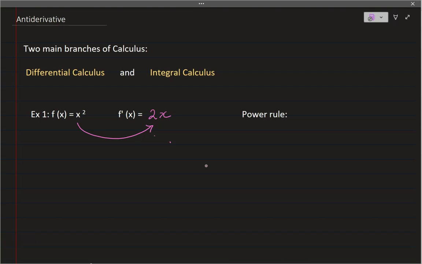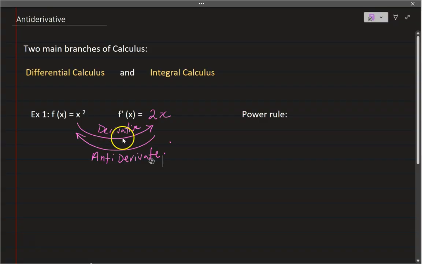But then what if we have 2x and we're going to go backwards? If this is the derivative, then going backwards is antiderivative. That means we are undoing the derivative functionality. So when you go backwards from 2x and you get x squared back, we call x squared the antiderivative of 2x, and 2x is the derivative of x squared. Okay, so that's what that is.